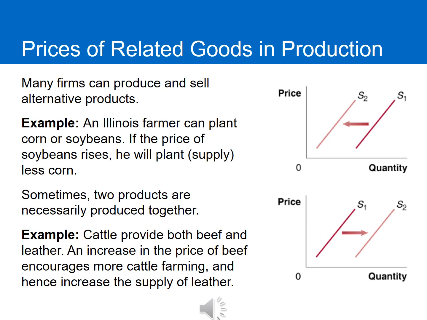Sometimes two products are produced together. For example, cattle will provide both beef and leather. So if there's an increase in the price of beef, that is going to encourage more cattle farming, and it's going to end up increasing the supply of leather. So an increase in the price of beef is going to shift the supply curve for leather to the right. So we're going to move from S1 to S2.